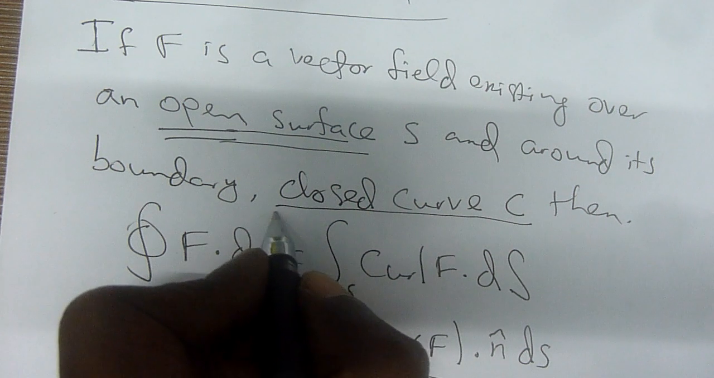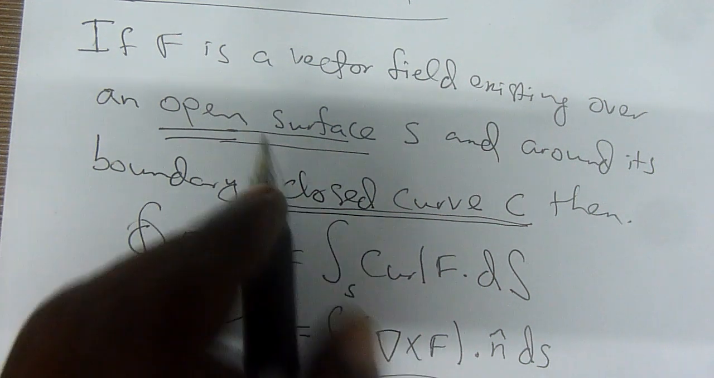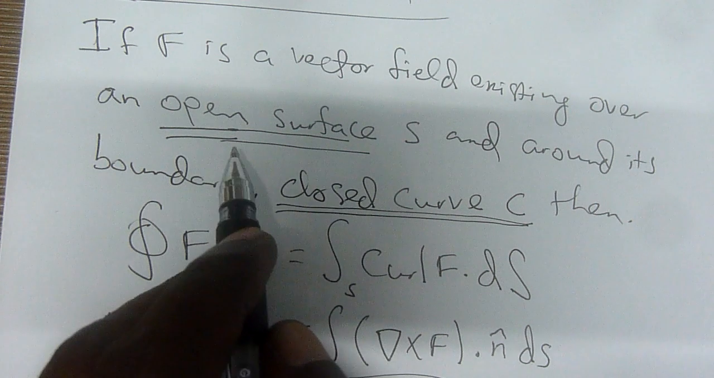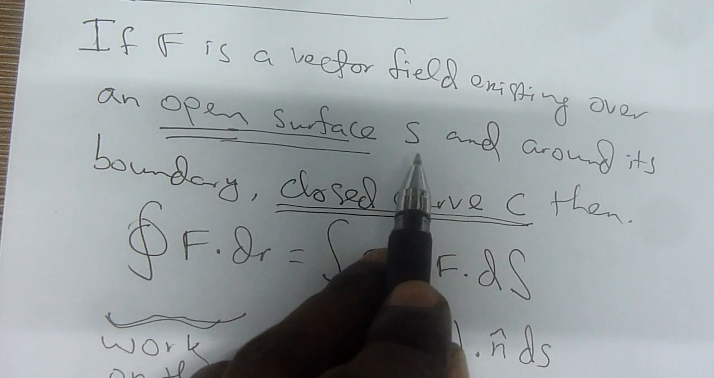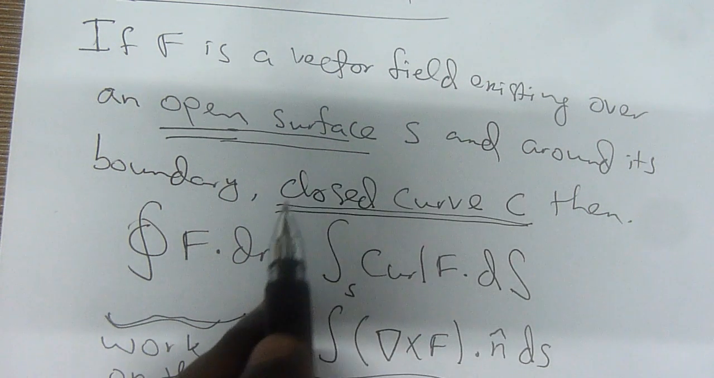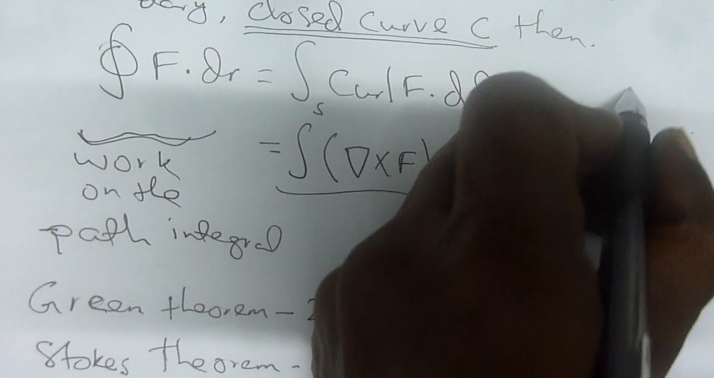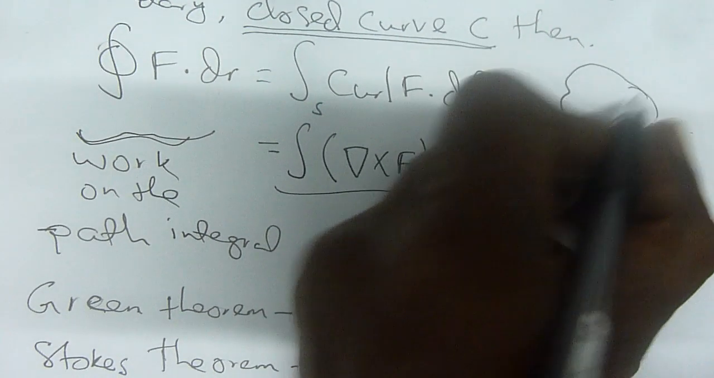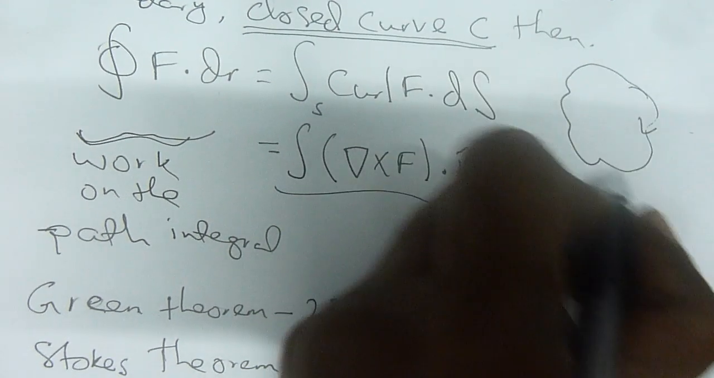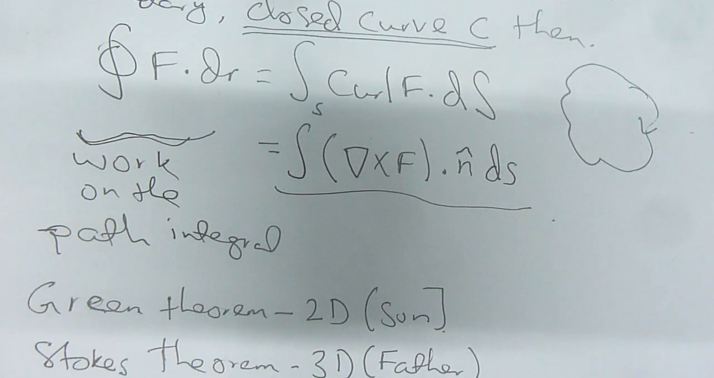Okay, we have learned this in Green's theorem. Closed curve C, the boundary with the closed curve C. But open surface S is something new to you. But closed curve C is understood, right? Normally a closed curve means anything that can move in a closed loop. It's not an open loop.